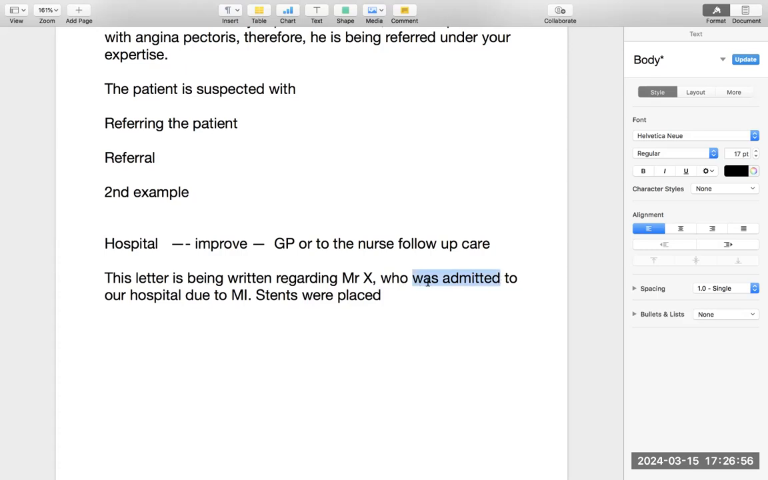So this letter is being written regarding Mr. X, who was admitted to our hospital due to MI, stents were placed, and required treatment was given. Again, this is all passive. Was, were, third form, and required treatment was given. What will happen after this? Now he is better. Now when the patient gets better, what will you do? So he is being discharged.